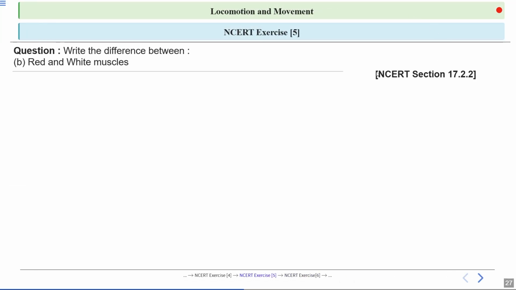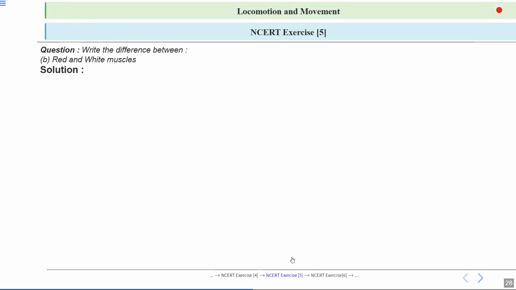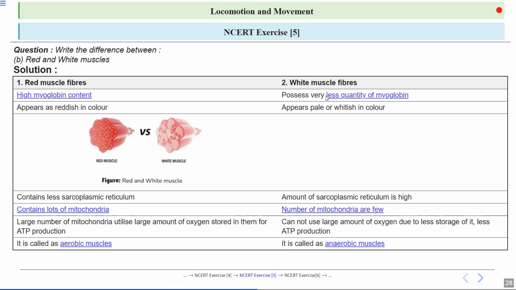Now the second difference is between red and white muscles. Let's see the answer. You can see red muscles have a lot of myoglobin and mitochondria, making them look reddish and allowing them to use oxygen efficiently for long, steady activities like marathon runners' muscles. In contrast, white muscles have less myoglobin and fewer mitochondria, so they appear pale and are better for quick, powerful bursts like sprinters' muscles. Think of red muscles as the endurance team and white muscles as the speed team in your body.